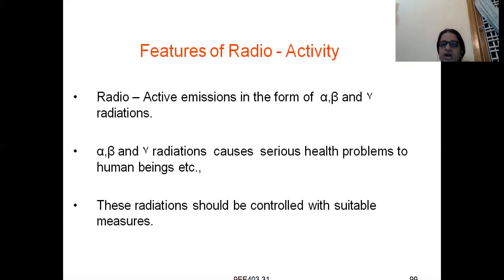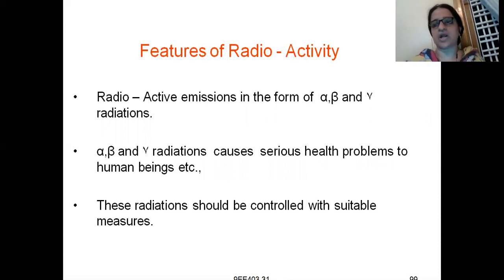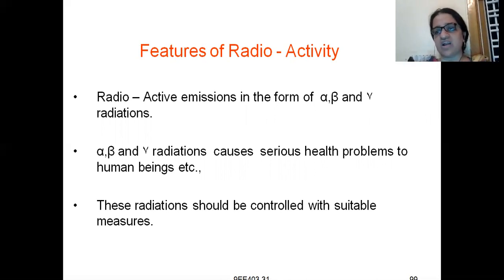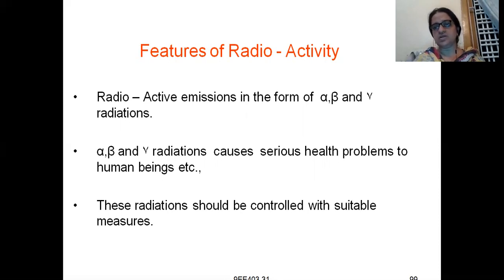What are the features of radioactivity? Radioactive emissions are in the form of alpha, beta, and gamma rays. Radioactive materials give out emissions in the form of alpha rays, beta rays, and gamma rays. These alpha, beta, and gamma rays cause serious health problems to human beings. So it is dangerous to be in contact with these radiations coming out from heavy elements or nuclear elements. These radiations should be controlled with suitable measures, so that the health of the person who is in contact with these radioactive emissions will not be spoiled.